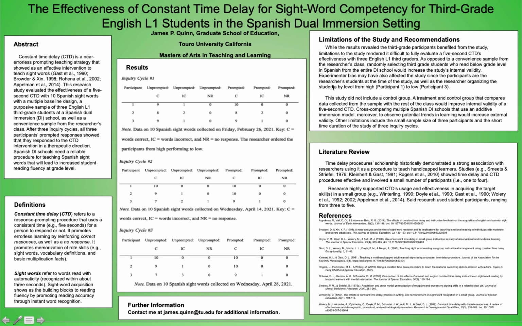As well as experimenter bias could limit this study because the students came from a convenient sample. The study did not include a control group. A treatment and control group that compares the data with the rest of the class would improve internal validity of a 5-second CTD. Also, cross-comparing multiple Spanish DI schools could give an extra set of more reliable data looking at a larger population. Moreover, to observe potential trends in learning would increase external validity.